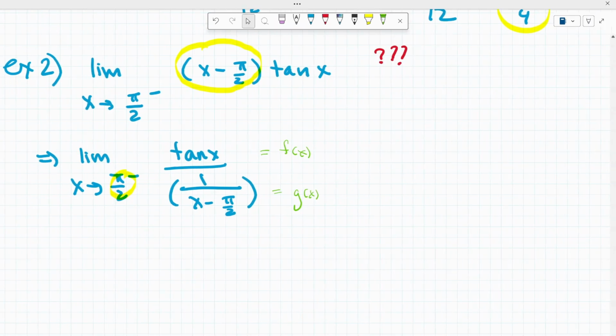Okay, so f prime of x here, what's the derivative of tan? It's just secant squared x. And g prime, we can use the quotient rule here. So what do we get? We end up with negative 1 over x minus pi over 2, all to the power of 2. There we go. So now that we have both of these, we can use L'Hopital's rule.